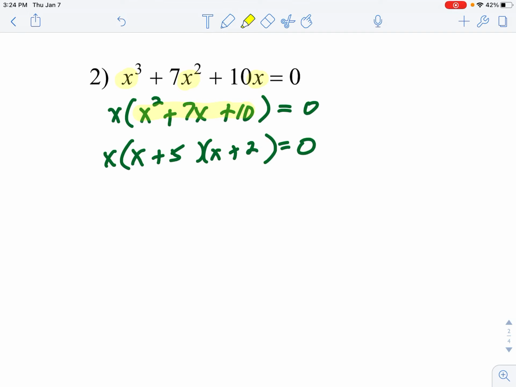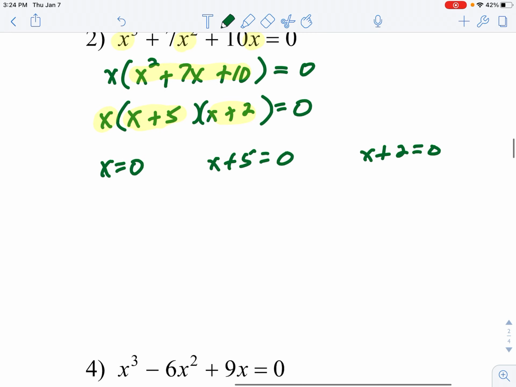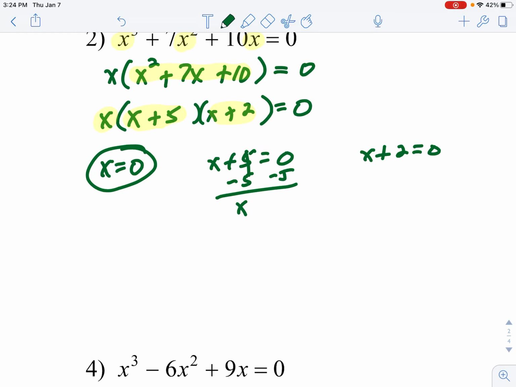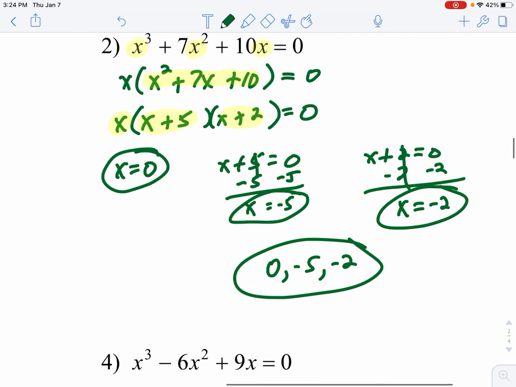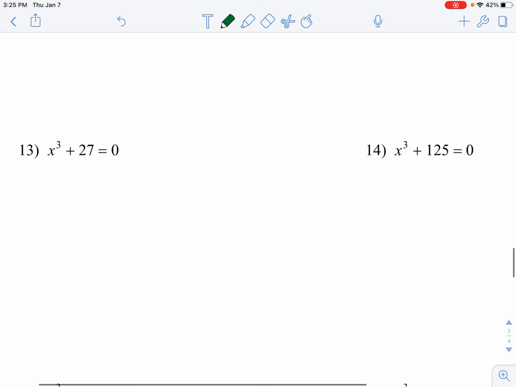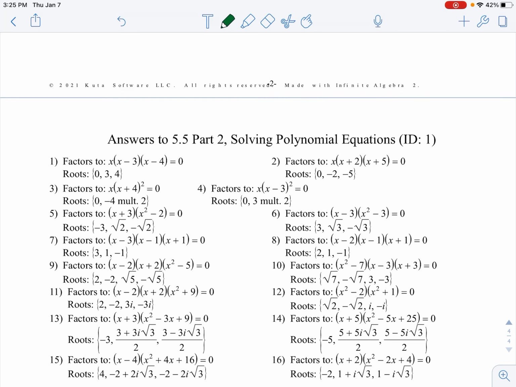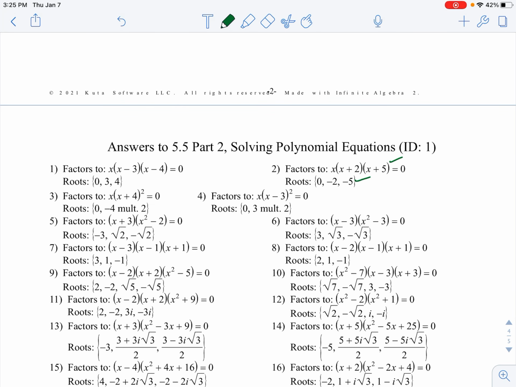In the new lesson now, we have to take each factor, and there are 3 of them, and set them all equal to 0. Once they're all set to 0, you solve them all. The first one already is solved. For the second one, you're going to have to subtract 5, and there's that solution. And on the third one, you're going to have to subtract 2, and that's that solution. So 0, -5, and -2 are 3 solutions to this equation. We check number 2 and make sure I'm right. And there, it gives the factor and the solutions.